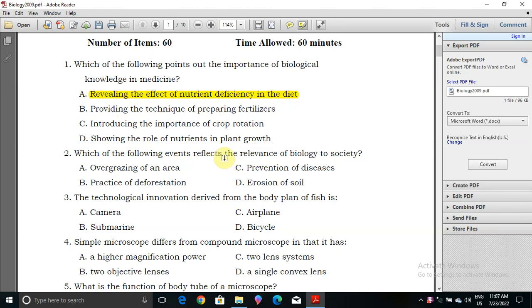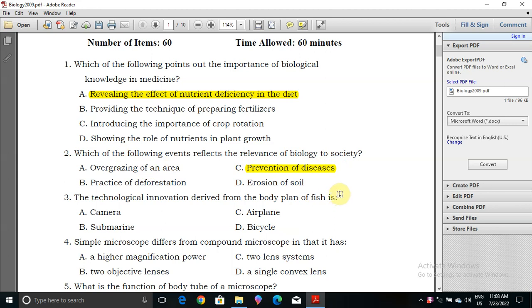Now question number 2, which of the following events reflects the relevance of biology to society? Organizing of an area, practice of deforestation, prevention of disease, or erosion of soil. He said events reflect the relevance of biology to society. Of course it will be the prevention of disease, right?